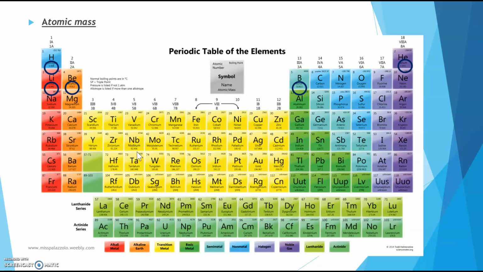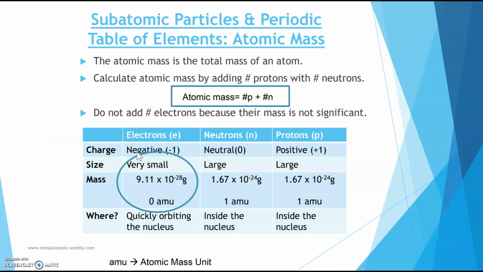The atomic mass number normally has a decimal place, and it's a decimal place because the mass of protons and electrons and neutrons is measured to 2 decimal places. So let's take a look. The atomic mass is the total mass of an atom. We can calculate the atomic mass by adding the number of protons with the number of neutrons, but we don't add the number of electrons because their mass is not quite significant.